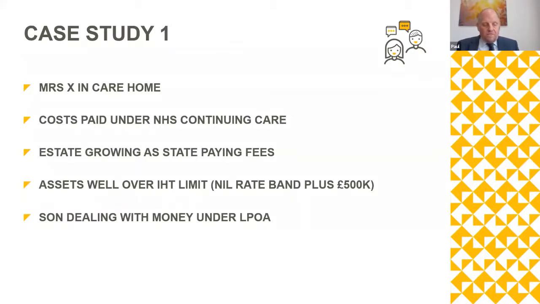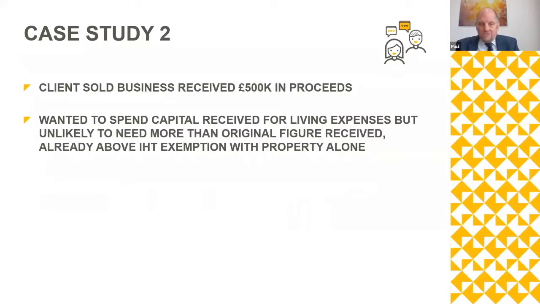Another option was a client who sold a business and received 500,000 in proceeds. They wanted to spend the capital they received for living expenses, but they were unlikely to need more than that original figure because of their age. They were 78 when they sold the business. They really didn't want any of the investment growth that might come back from that 500,000, but they wanted the capital itself to enjoy their retirement. And then obviously we invested that for them to allow investment growth. The lady drew back 5% per year from the investment, and that was for her lovely lifestyle in retirement.